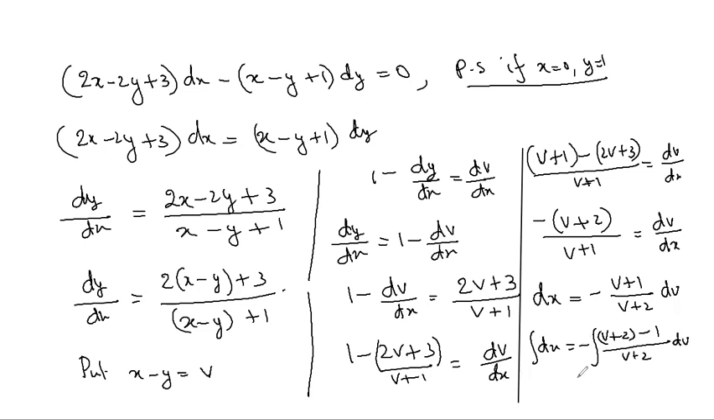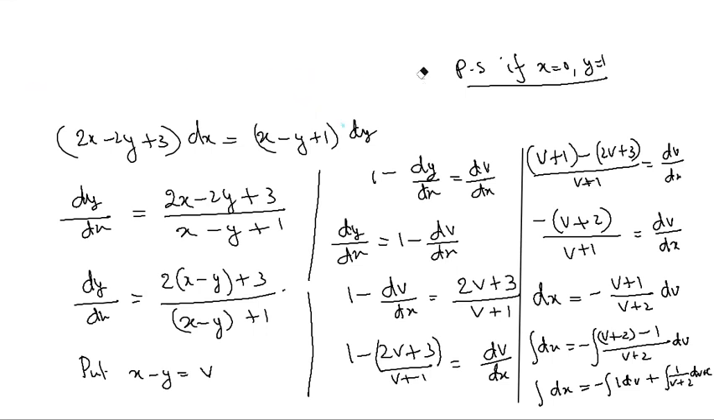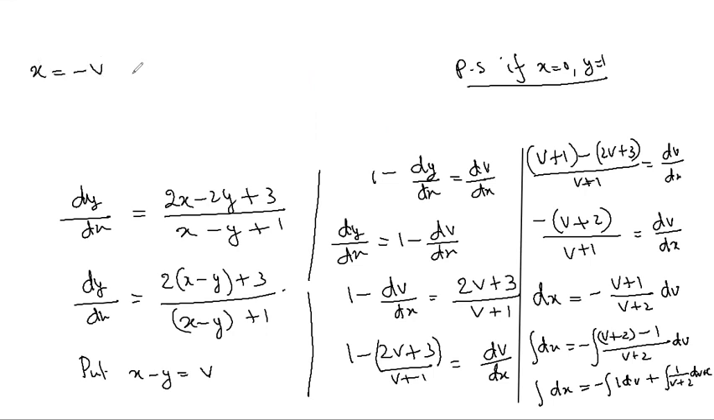Now separate this integral. Integral dx equals minus 1 dv plus 1 upon v plus 2 dv plus c. I don't have space to write, I hope you understand. So I will write the answer here on the top because you don't need the question anymore. So your answer is x is equal to minus v plus log of v plus 2 plus c.